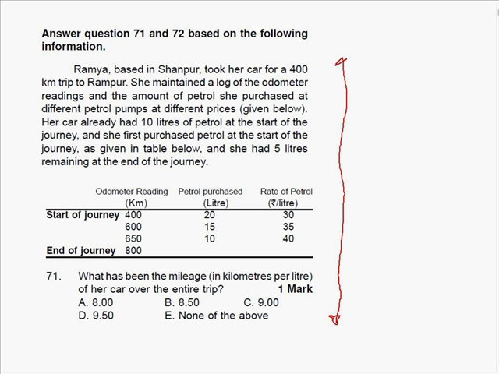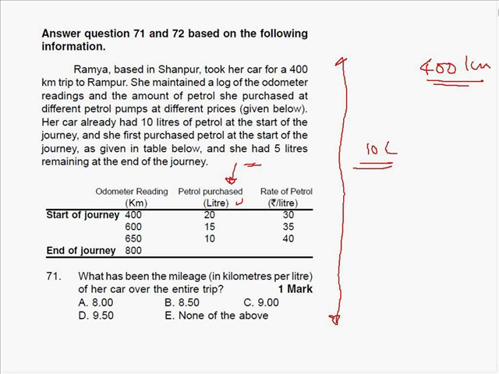Ramya, based in Shahpur, took her car for a 400-kilometer trip. She maintained a log of the odometer reading and the amount of petrol she purchased at different petrol pumps at different prices. This is the amount of petrol she purchased. She had 10 liters at the start and 5 liters at the end.